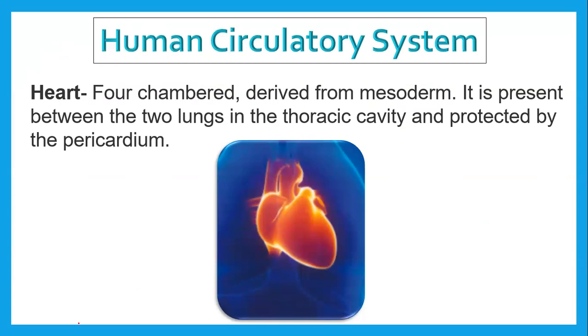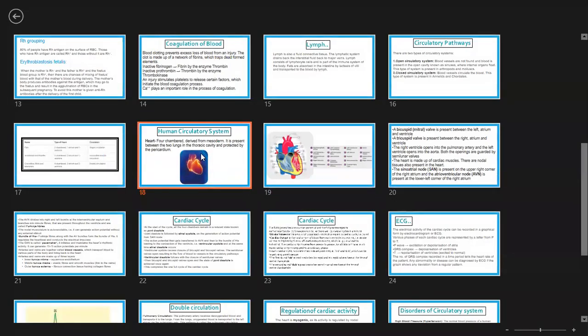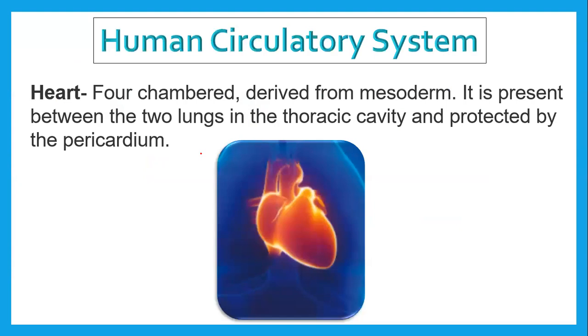So let's move on to the topic of the human circulatory system, and before that I'll tell you how many slides are left. Human circulatory system: the most important organ, without which the circulatory system is nothing, is the heart. Simple points we are discussing again. The heart is four-chambered. They are derived from mesoderm. In the animal kingdom, you have studied three germ layers, right?